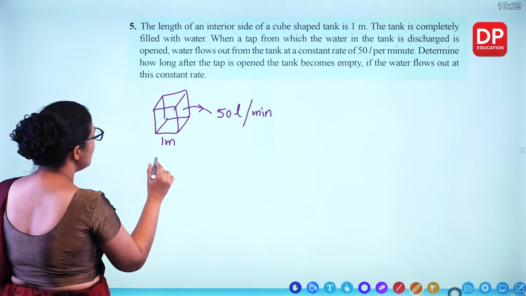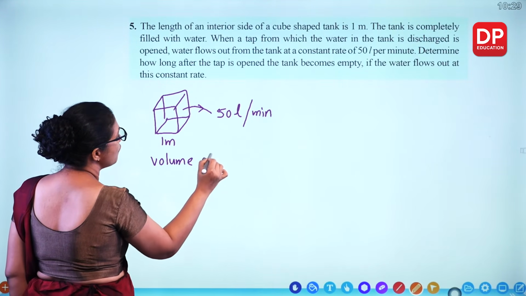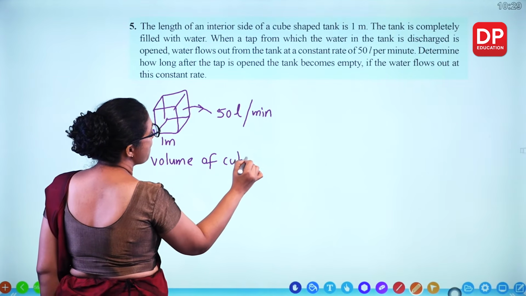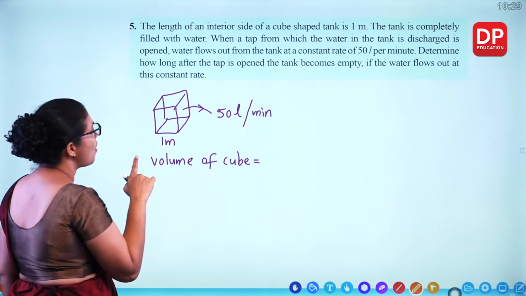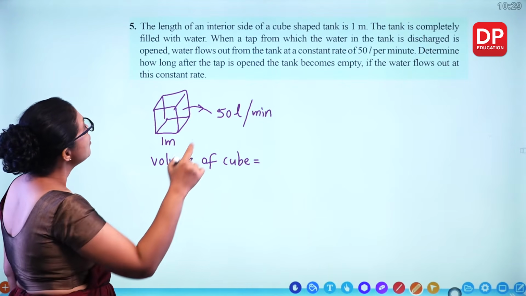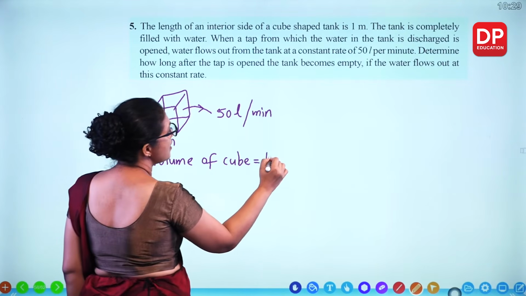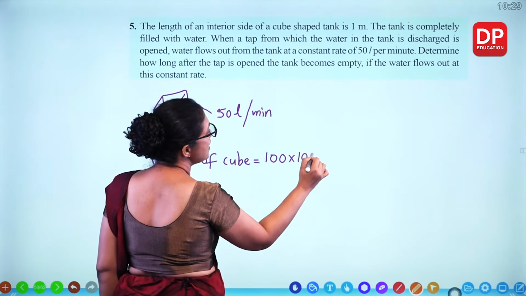It's easy to convert to liters. So what's the volume of this cube? Volume of this cube is 1 into 1 into 1. That's 1 cubic meter. Or you can convert to centimeters. That's 100 into 100 into 100.